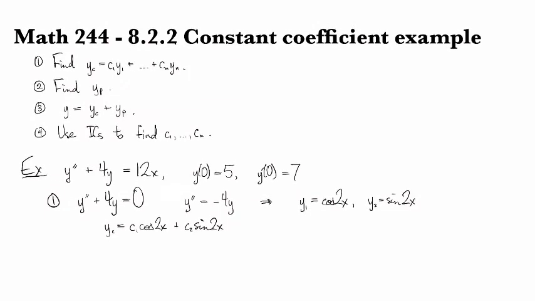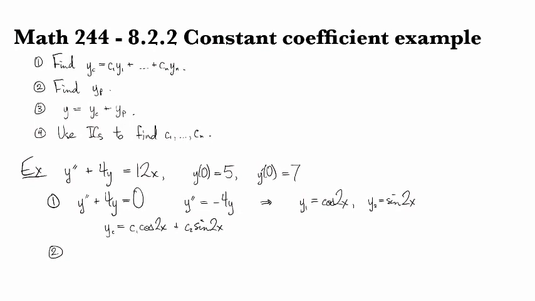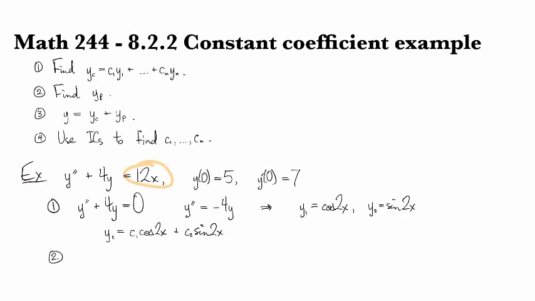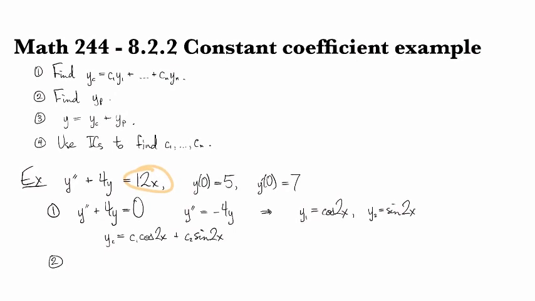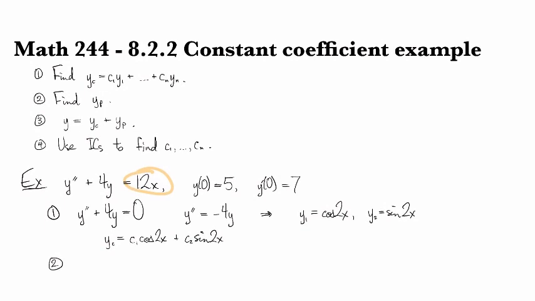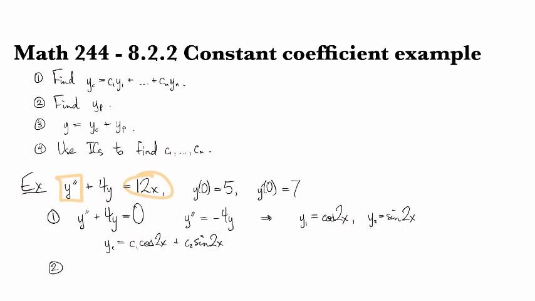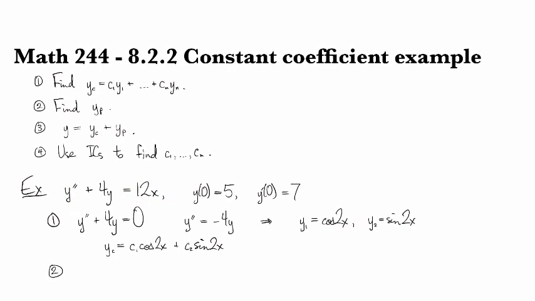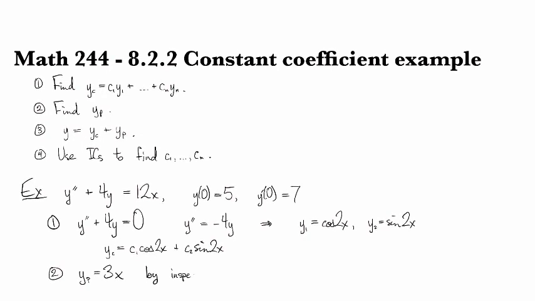All right. Then we need to find a particular solution. So for our particular solution, this forcing function here, 12x, it's simple enough that I can just see, well, if I were to take 3x, then since it's a linear function, its second derivative would be 0. So this part would not contribute. And I would just have 4 times the thing itself. And 4 times 3x is 12x. So I'm going to take my yp to be 3x. And I say that's by inspection.